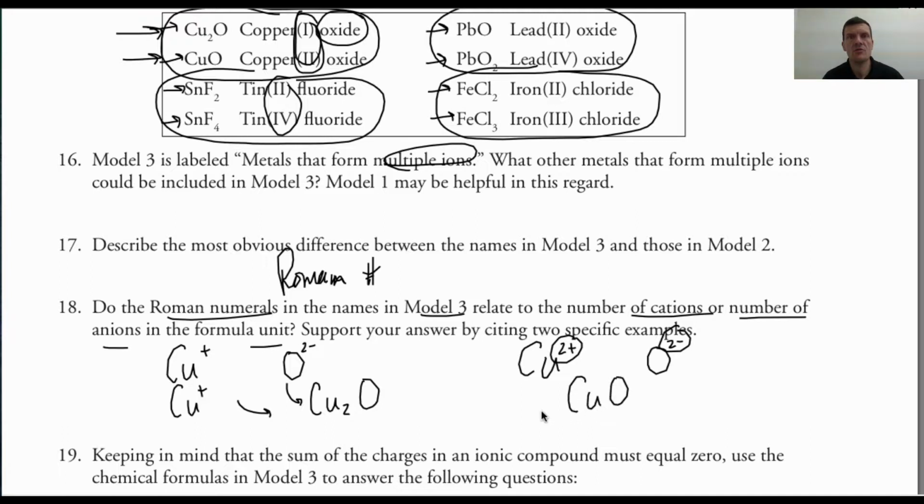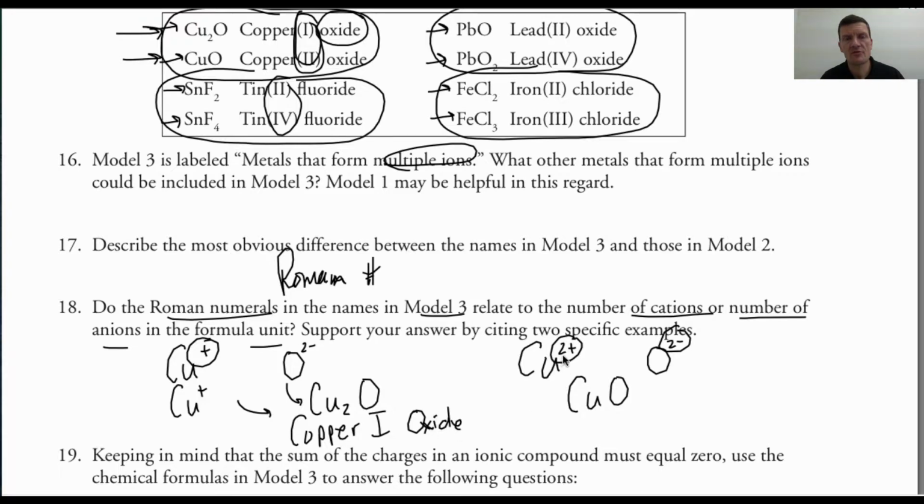I need to know the difference between these. I can't name both of them copper oxide. I'm going to get confused. I don't know which one you're talking about. So, you need to name them differently. And the way you do that is by naming them copper. What was the charge on this copper? It was +1. So the Roman numeral tells me the charge on the copper. Copper 1 oxide.